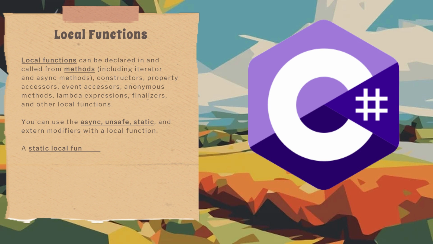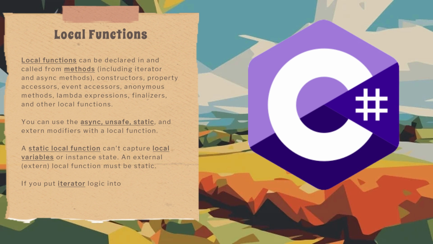A static local function can't capture local variables or instance state. An extern local function must be static. If you put iterator logic into a local function, argument validation exceptions are thrown when you retrieve the enumerator.